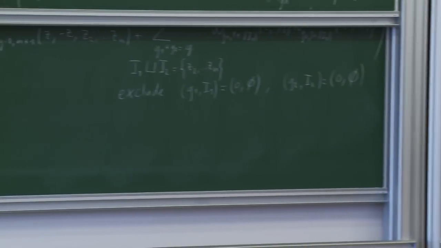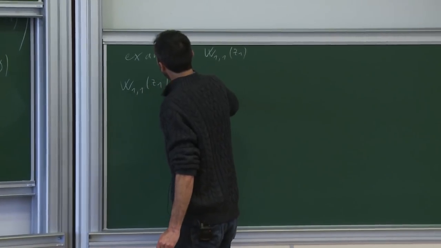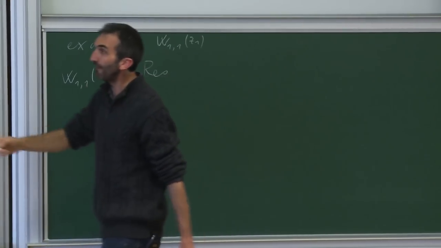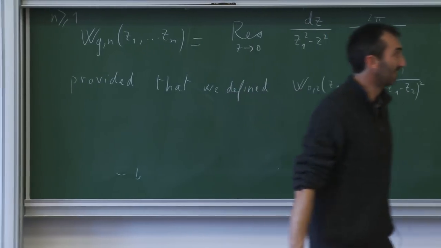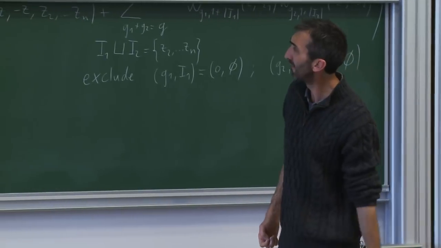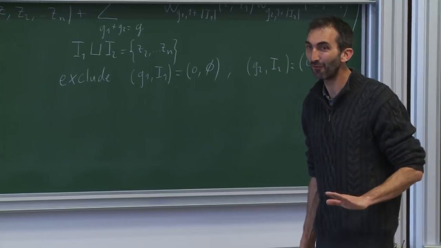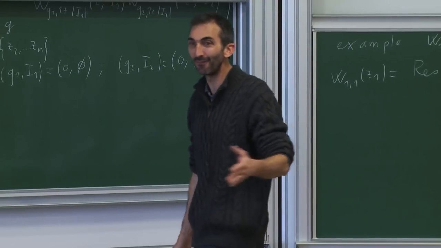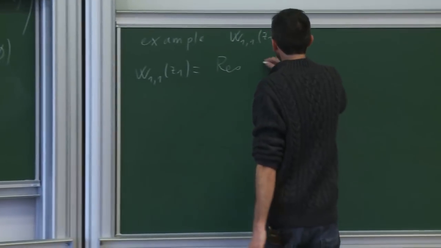W_{1,1}. So let us apply the formula. So z is a new variable. For achieving that, do you want to put dz1, dz2? W_{0,2}, do you want to? No, not yet. For the moment, these are just functions. Later, I will define forms. I will multiply by dz1, dz2, and so on to make them differential forms. But for the moment, it's just functions.